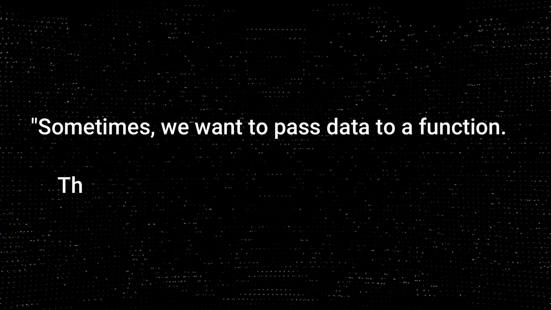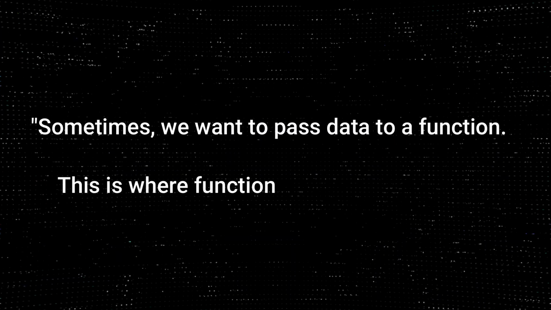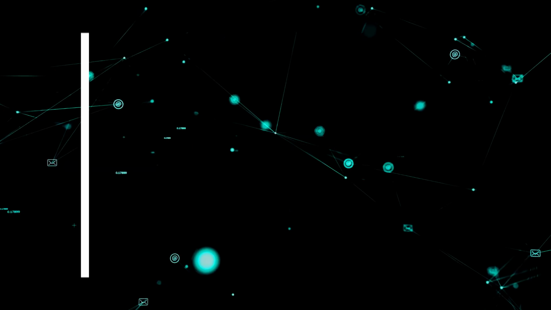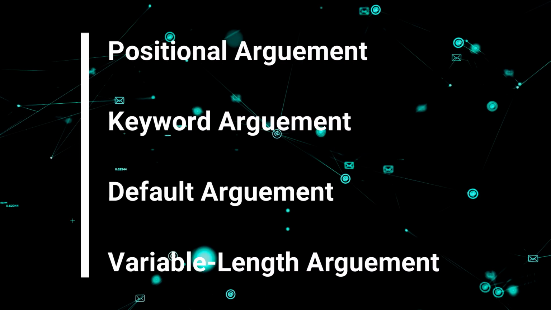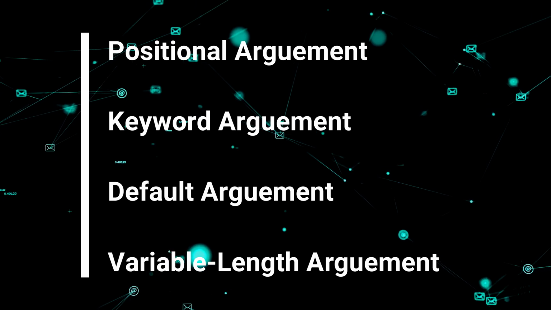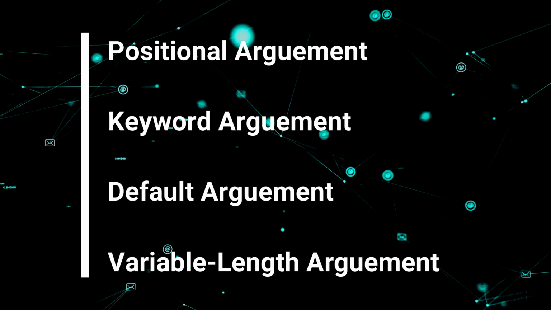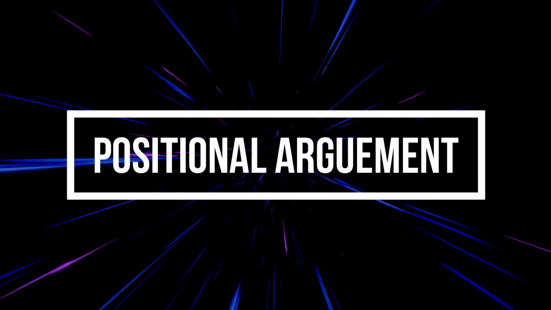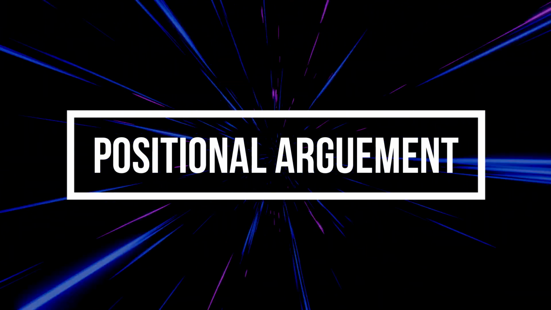Now let's take it up a notch and learn about function arguments. Sometimes we want to pass data to a function. This is where function arguments come in. Python functions can have different types of arguments. There are majorly 4 types of it. The first one is positional arguments. The second one is keyword arguments, then default arguments, and the last one is variable length arguments. Let's see the first one, which is positional arguments, and here order matters.